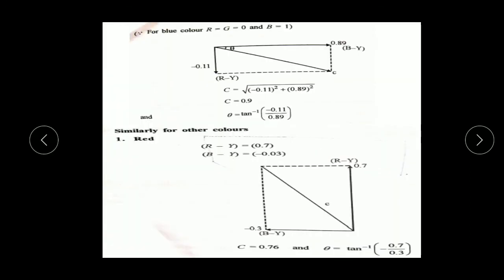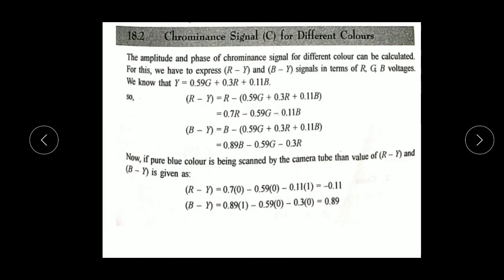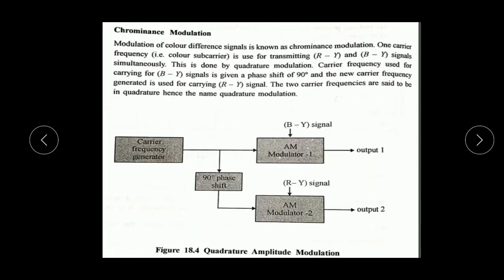Using these chrominance equations, we can calculate the different colors. In the TV signal, we have to send a combination of signals on the single carrier: B minus Y and R minus Y. The other signal we also have to send is the luminance signal Y, as we have already discussed in previous lectures. So three signals have to be sent for TV transmission: B minus Y, R minus Y, and the Y signal.